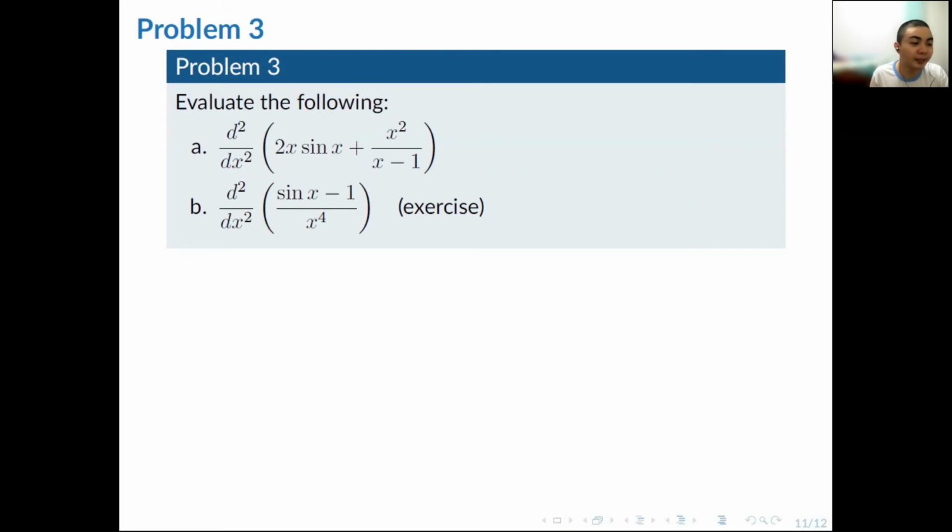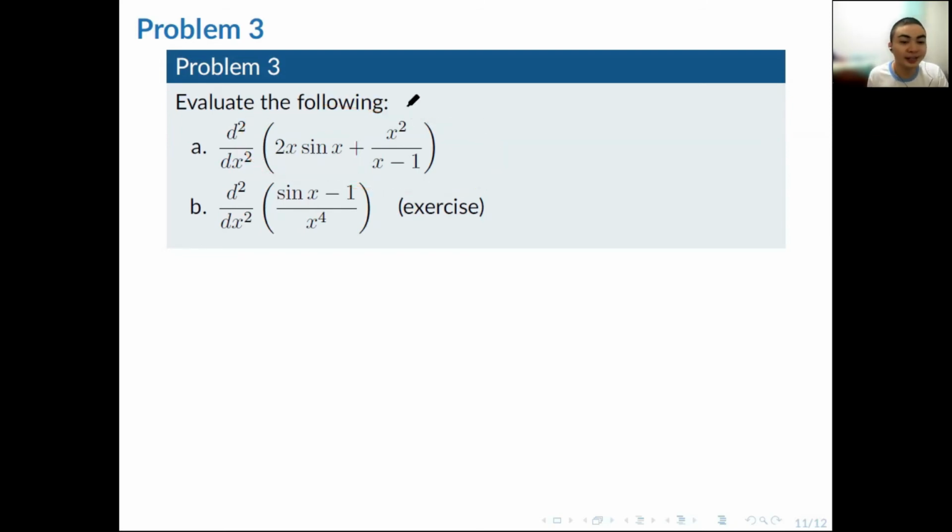So, nag-prepare kami ng dalawang items para sa inyo. Yung isa ay sasagutan natin ngayon. Yung isa ay sasagutan ninyo para may exercise kayo. So, yung first item is to find the second derivative of this expression.